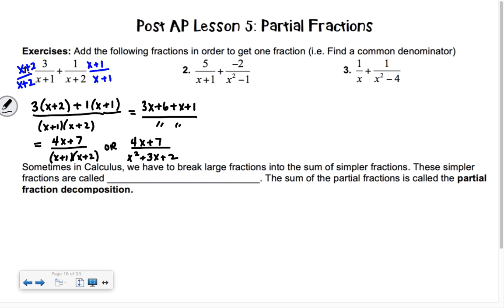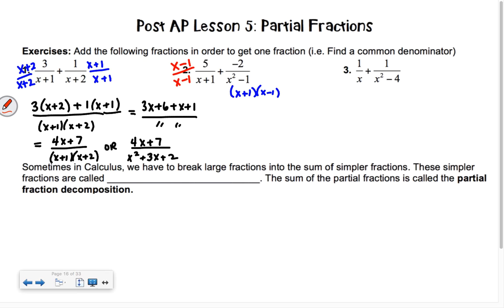What do I need to multiply the 5 over x plus 1 by? Just x minus 1 over x minus 1. That's because the second denominator factors into x plus 1 times x minus 1. So we already have the x plus 1, and we need another x minus 1. Do you guys understand?